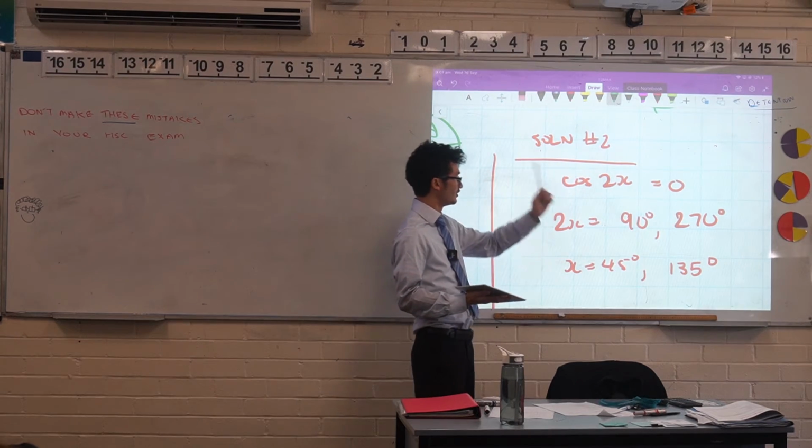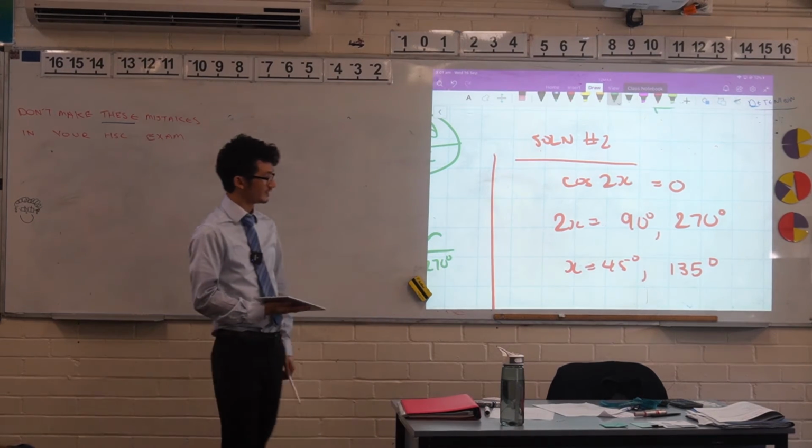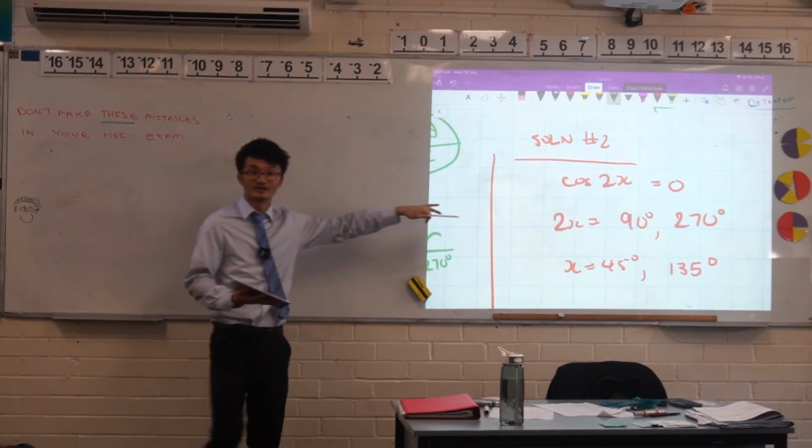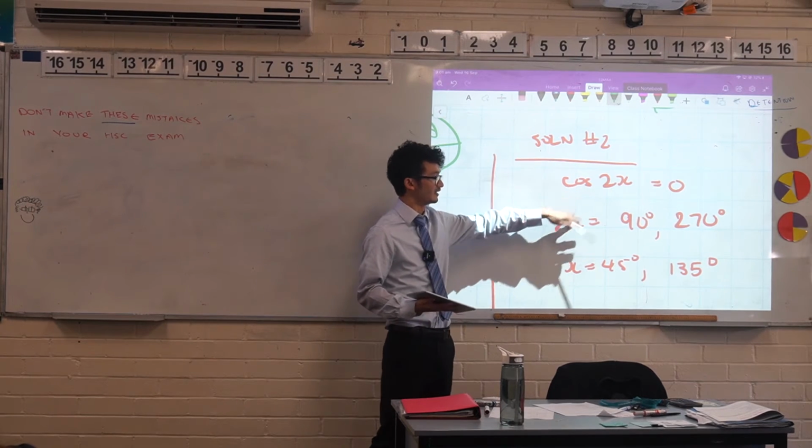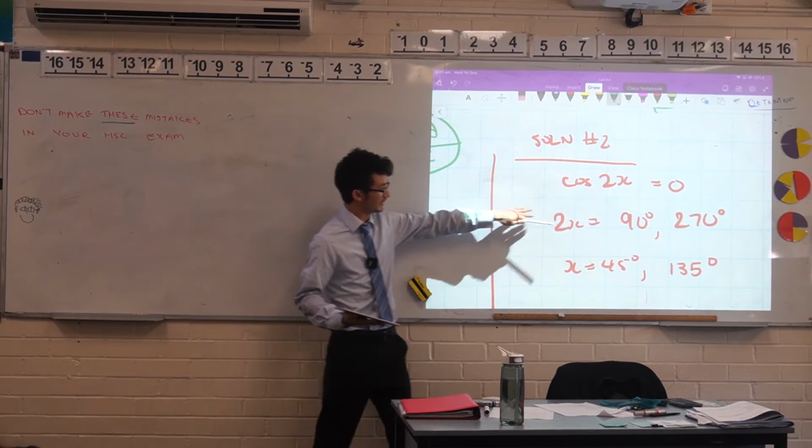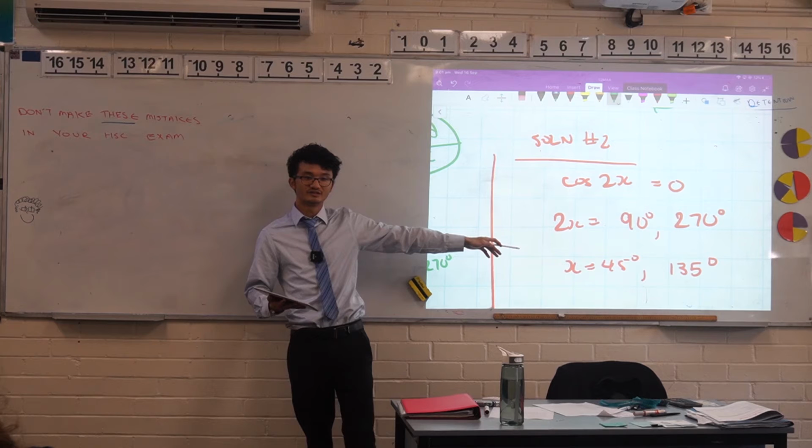So cos 2x equals 0, 2x equals 90, 270, x is equal to 45. Then you can halve it afterwards. Never halve it beforehand or anything. You might do something dodgy there, right? You can only halve it at this point here. Is this what you guys got? Are you happy with that one?